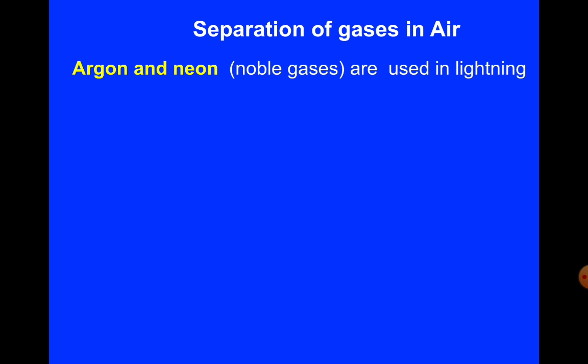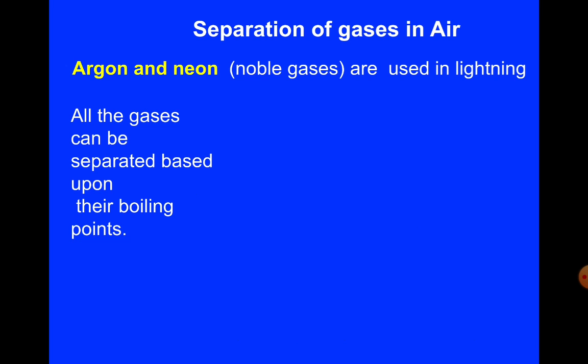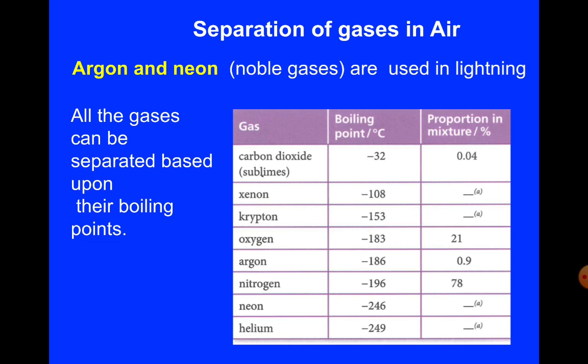Now, how can we separate all these gases? Now, let's look at some characteristics, some specific details of the different gases. We can separate them based upon their boiling points. And let's look at the boiling points. And we see some pretty big differences in boiling points.